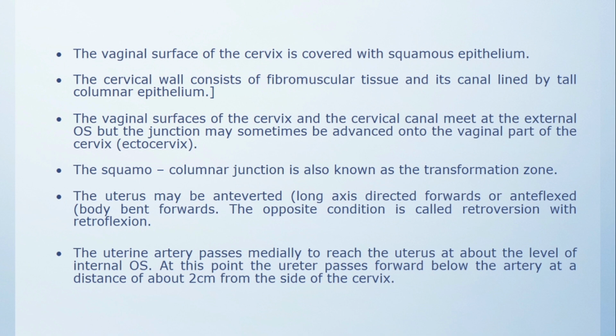The uterine artery passes medially to reach the uterus at about the level of the internal os. At this point, the ureter passes forward below the artery at a distance of about 2 centimeters from the side of the cervix. This statement that I've just made is important when one is trying to do the operation called hysterectomy, so that the ureter is not injured.